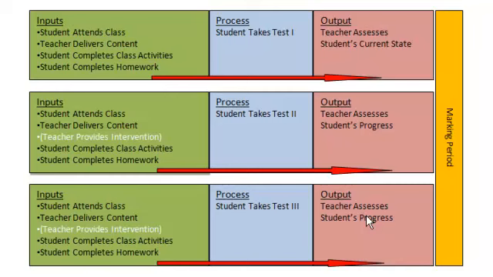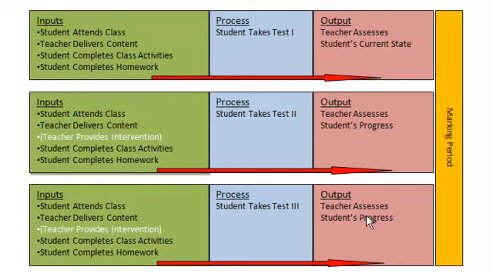So again, we have either the traditional or the flipped model of delivering content and attending class. In this case, the input changes up a little bit because the teacher will provide some kind of intervention or enrichment based on what the output was from the previous process cycle. Again, class activities and homework. Now we hit the second iteration here of the process where there's a second test.